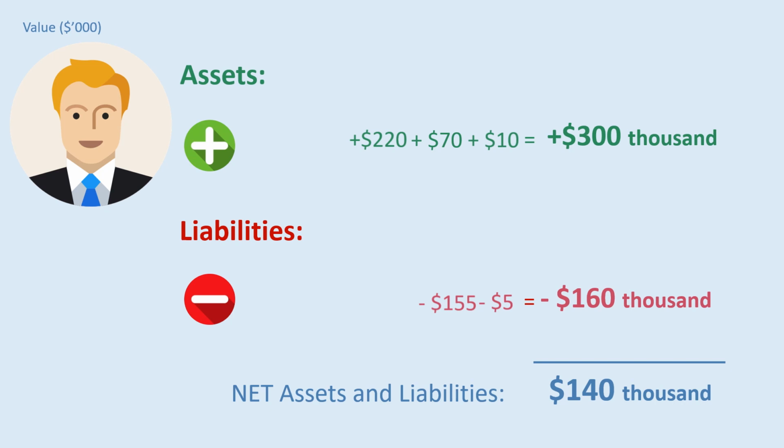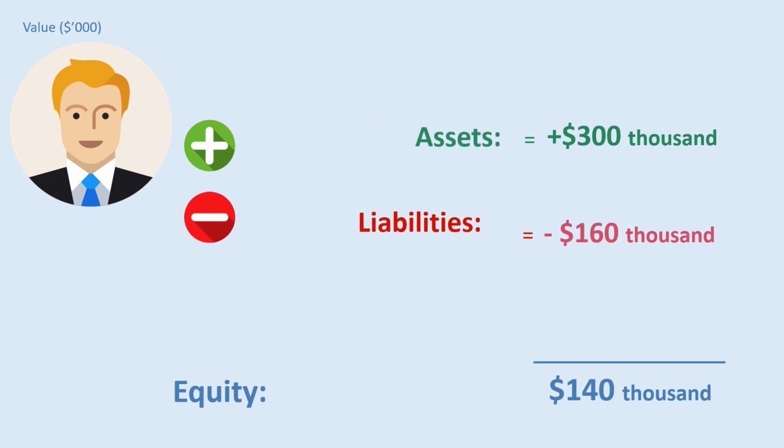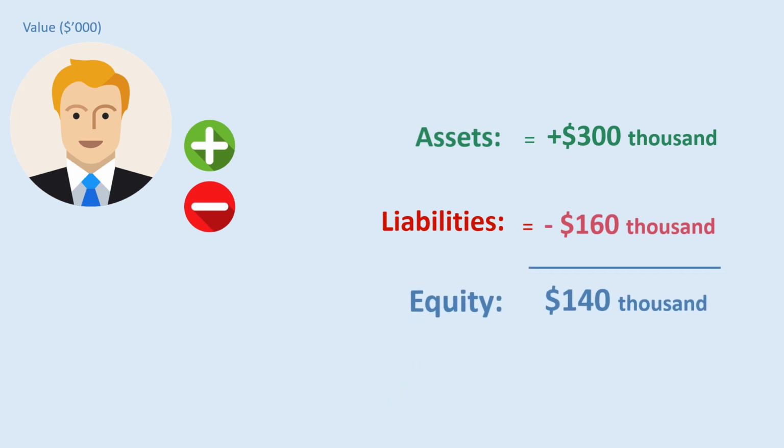Actually, the last number calculated as net assets and liabilities is also called equity. Equity is always calculated as a difference between assets and liabilities, and in simple terms, equity reflects John's wealth, i.e., how rich he is. The more assets John has and the less liabilities he has, the richer he is, right? Let's discuss the substance of equity a little bit more.